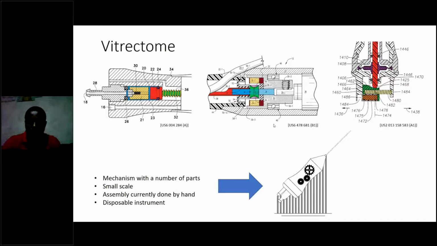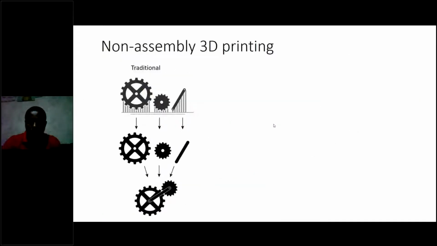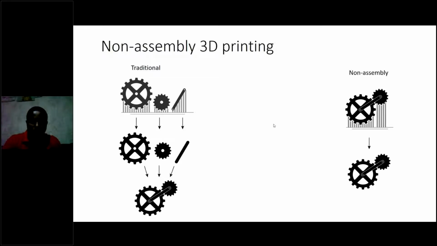So that brings me to non-assembly 3D printing. First, I would like to highlight the difference with the traditional way of manufacturing. In the traditional assembly process, we'd first produce the parts by means of 3D printing or otherwise. You remove them from the printer, clean them, and assemble them into a working mechanism. For non-assembly 3D printing, however, what we want to do is 3D print the entire mechanism as a whole, after which it only needs to be removed and cleaned from the printer.